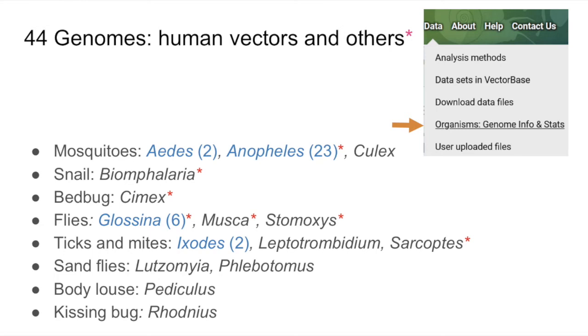We also have ticks and mites. We also have sandflies, Lutzomyia and Phlebotomus, which are the biological vectors of Leishmania. We have the body louse, Pediculus, and we have the kissing bug, Rhodnius. Where can you get a summary of all these genomes and the version in which they are, the strain, and other details? You go to the website, click on Data, Organisms, Genome Information, and Statistics.